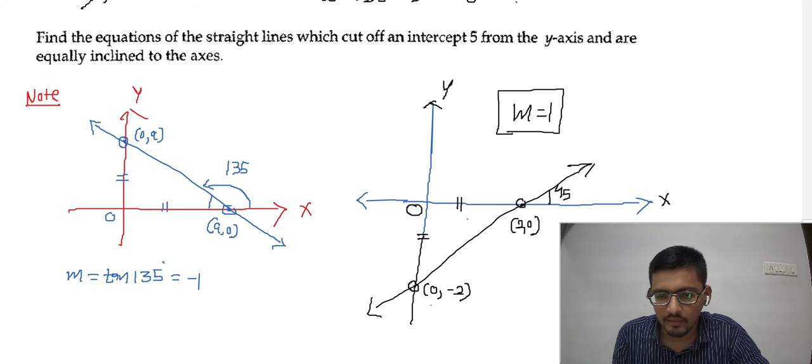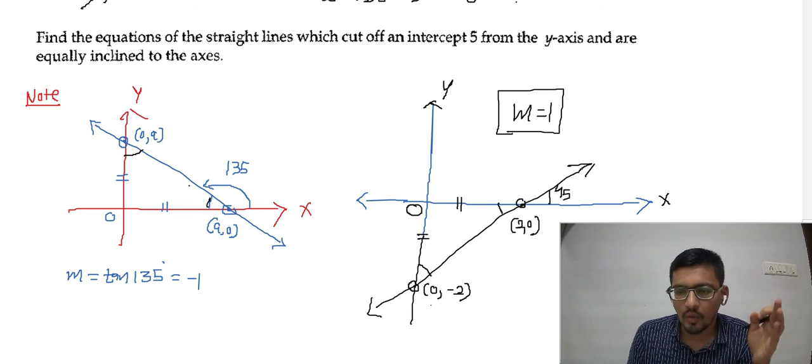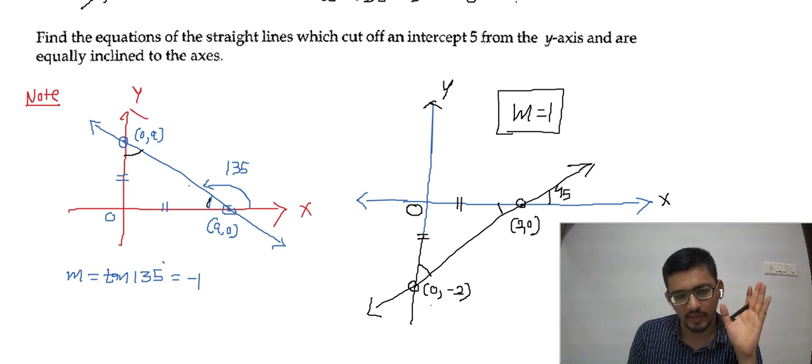And you can understand these two line segments are equal, so these two angles also will be equal, it will be equally inclined. Here also you can see that these two angles are equal, so you can say it is equally inclined. So basically what we can understand is, if equally inclined is given in the question, you will take slope as plus or minus 1. This you can remember as a note. Here we are just understanding this analysis.